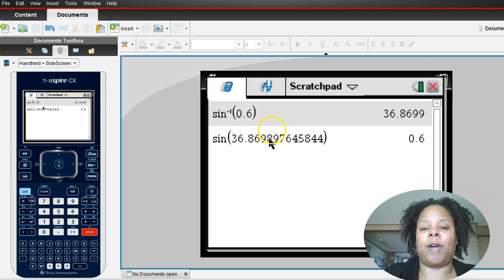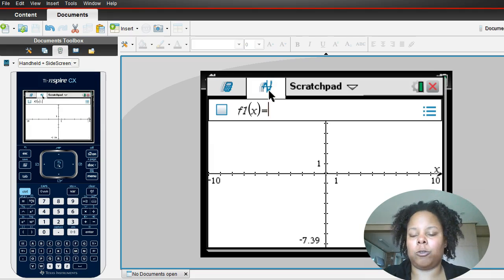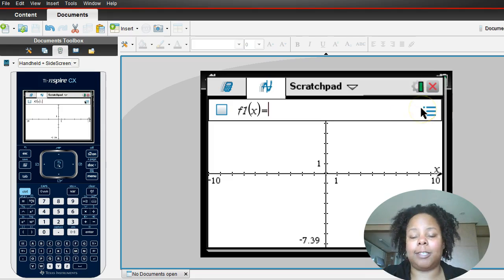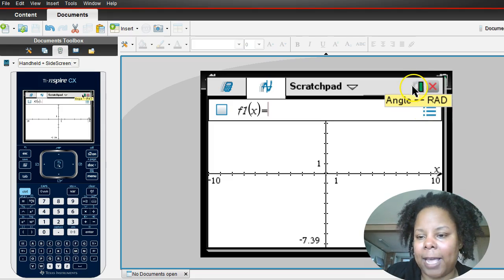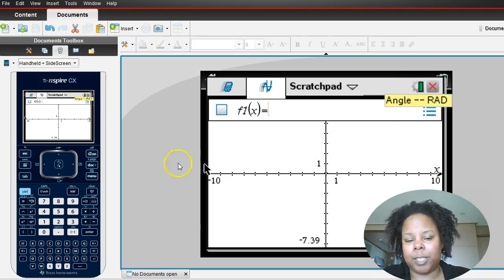Now let's take a look at the graph. If I go to my scratch pad and either the graphing function, or if I go to a graphing page on the calculator, and go back up to the menu, I see that my angle is in radians. So we're going to have to change that graphing so that we have it in degrees. And you can't do it with the method we use to change the other one.